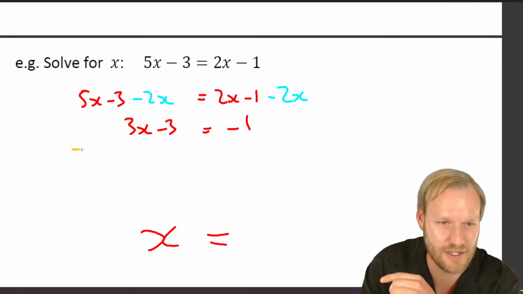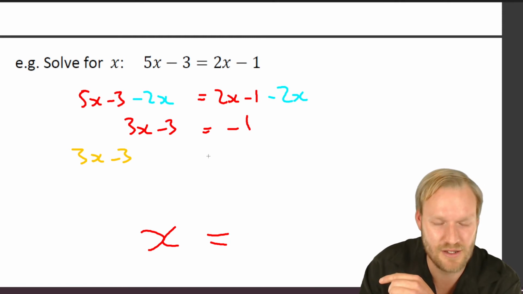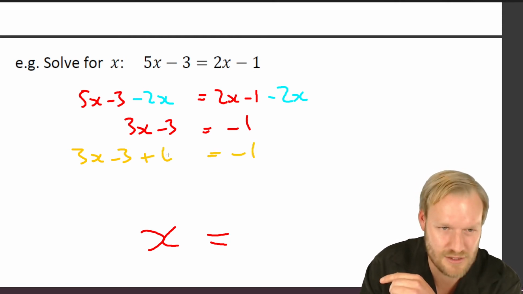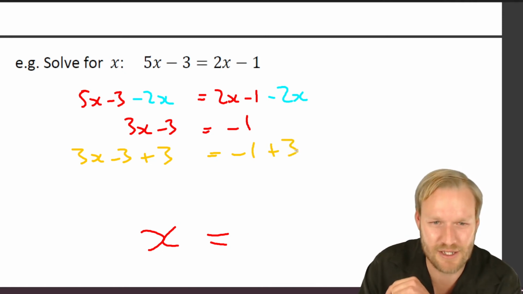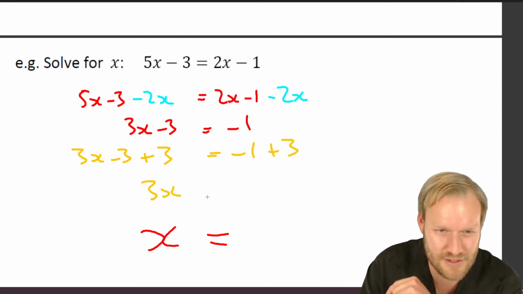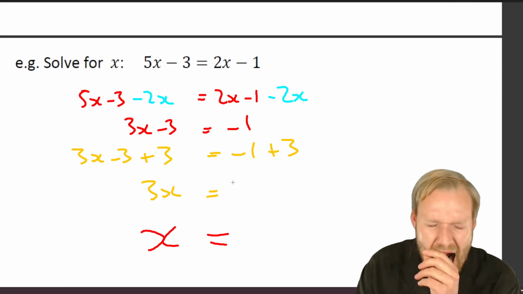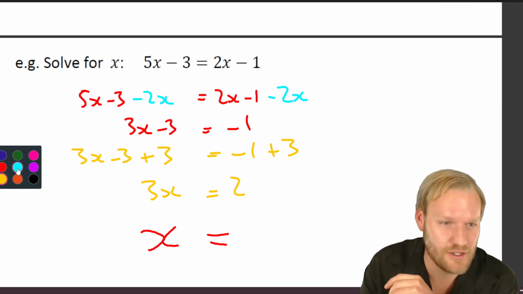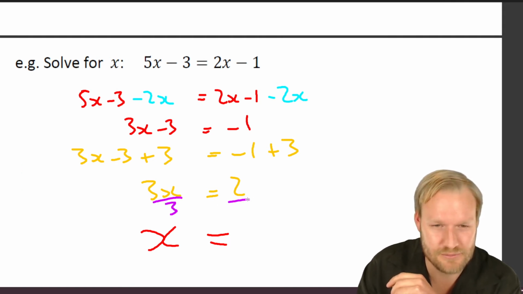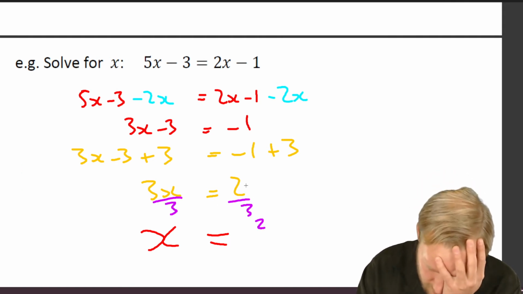And then I'm going to rewrite the whole thing. 3x minus 3 equals minus 1. I need to plus. No, I was plussing the wrong thing. You see, I'm losing my mind already. Plus 3, plus 3. So 3x equals 2. And then I'm going to divide by 3.